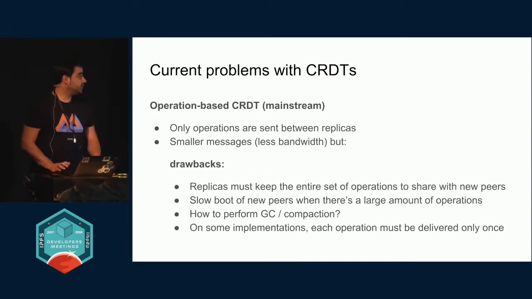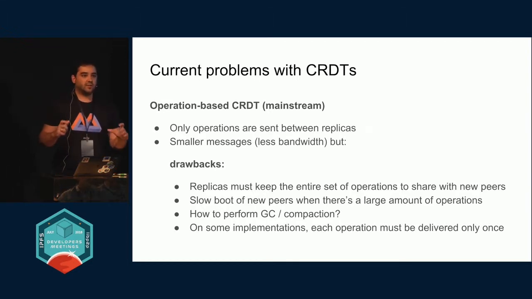So there's another type of CRDTs, which are operation-based. Essentially, operations are exchanged between replicas, and they are usually very thin because they just contain the operation that mutates the state. They're usually smaller because of that, and take less bandwidth, of course. The drawback is that you must keep the entire set of operations for new peers. You have to deliver the whole set of operations always.